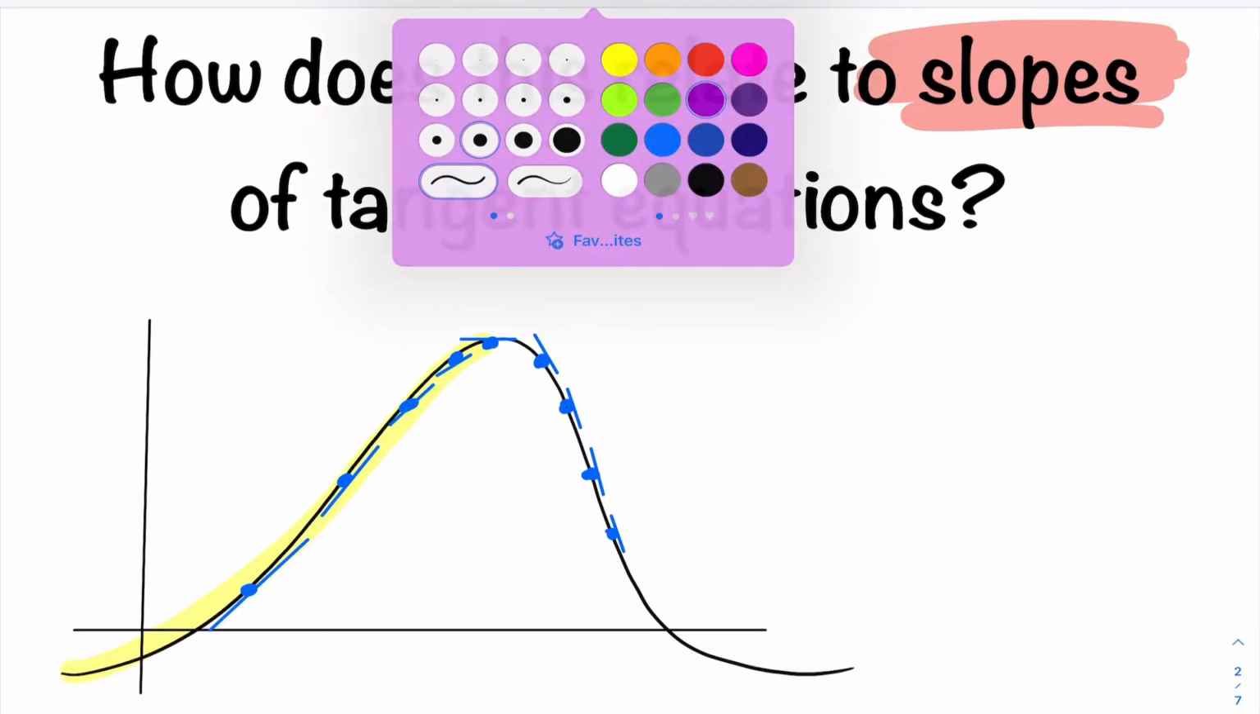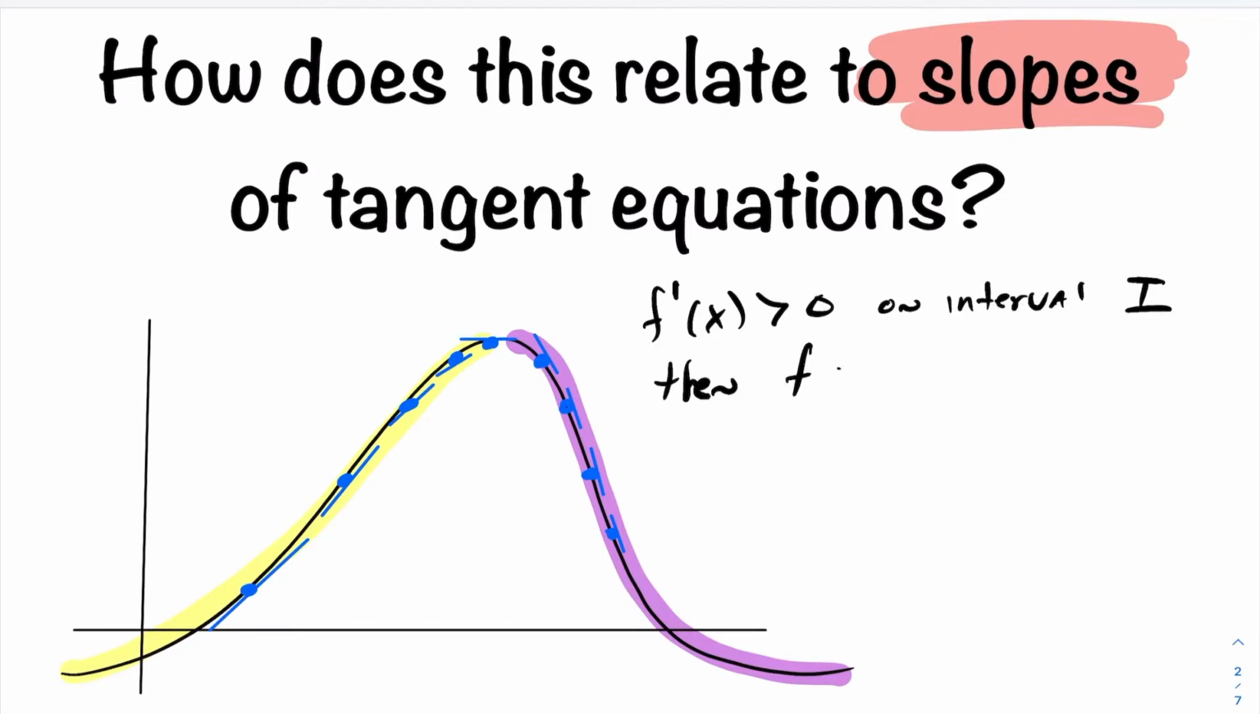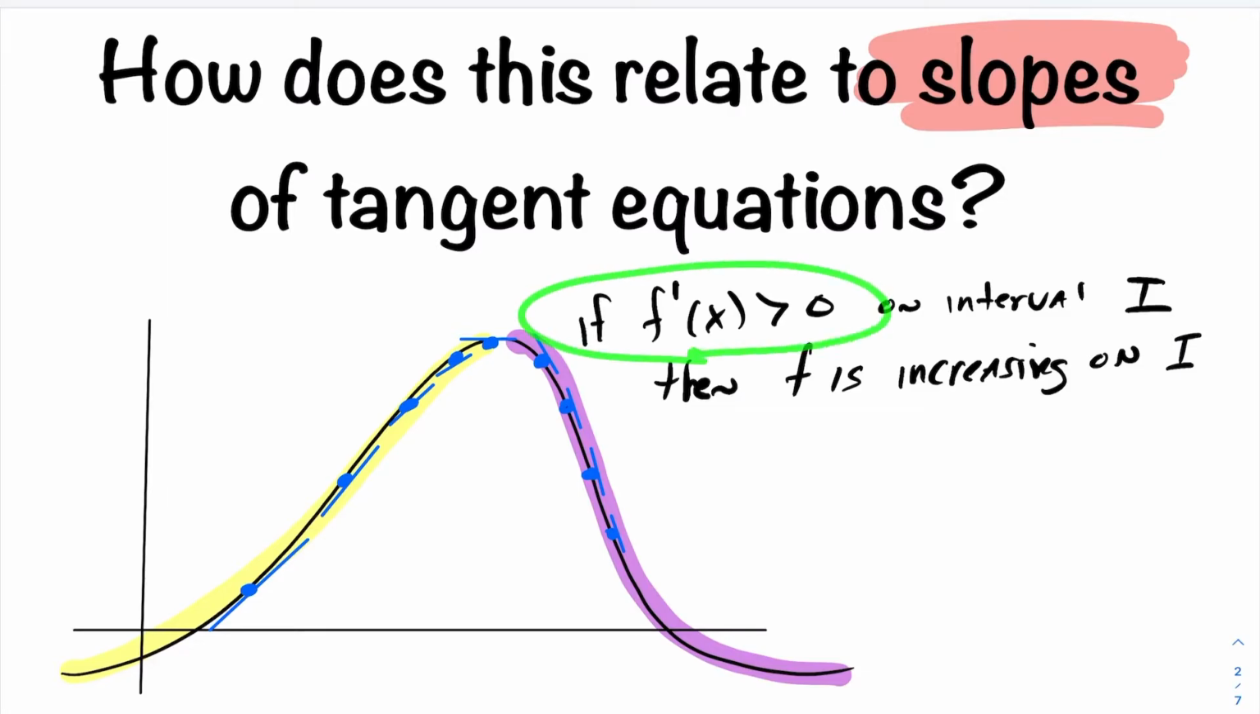Likewise, we see here that our function is decreasing on this interval here. And we can see also that all of our tangent equations, the slopes are all negative. So from this, we can deduce an idea that if f prime at x is greater than 0 on an interval I, then f is increasing on I. So if f prime of x is greater than 0, i.e. my slopes are positive on a particular interval, then that function is increasing on that interval.